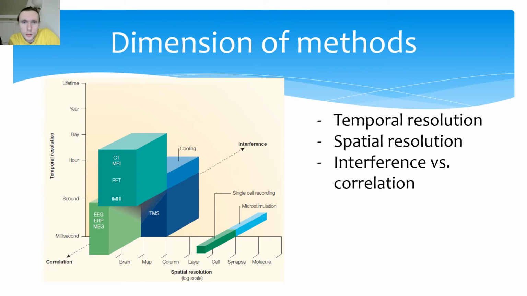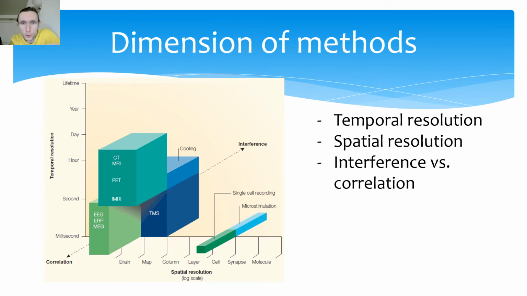Some methods are spatially very precise, which means that you can look at a very small part of the brain. If your spatial resolution is very, very high, you would be able to look at single neurons or even just fractions of a single neuron, for example, just the dendrites or just the axon, or maybe just the synapse. However, that's typically not possible in alive humans.